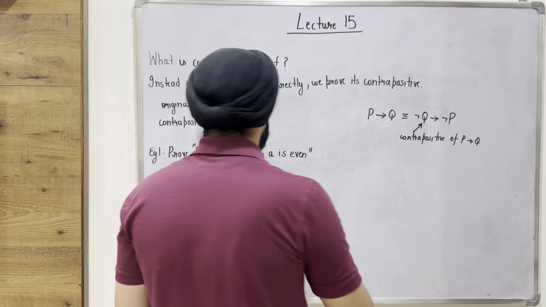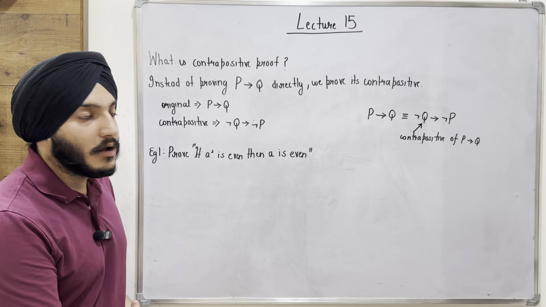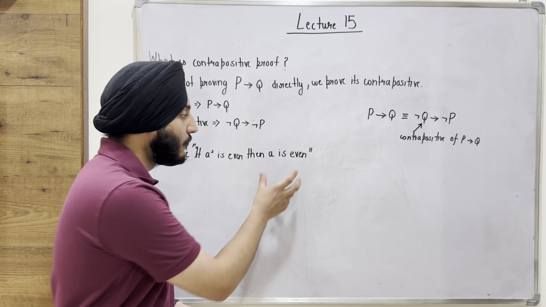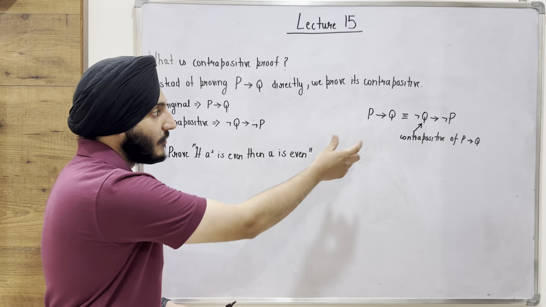Okay. So if A square is even, then A is even. Now you can try to solve it the direct way, just like a direct proof. But the problem is that you won't be able to do it in an easy way, right? So instead, what I'm going to do is flow the opposite way around, in the form of negation of Q, then negation of P. So think about what is the negation of Q in this case, right? Negation of Q would be A is odd. So my assumption is going to be that A is odd, right?